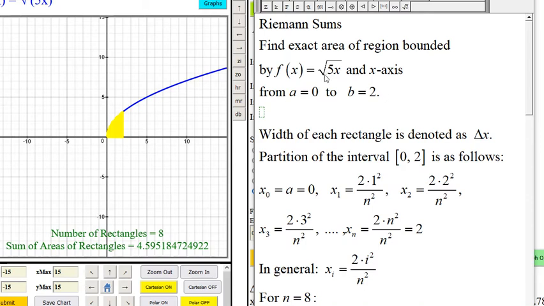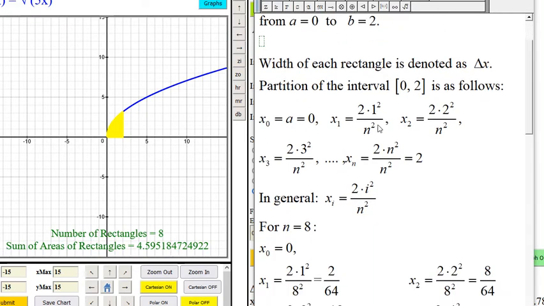Here we have the function f of x equal to the square root of 5x. And we want to find the area of the region bounded by the graph and the x-axis from 0 to 2. So we want this region right here. And we will use what's called a Riemann sum. So we will find a Riemann sum for this region right here.